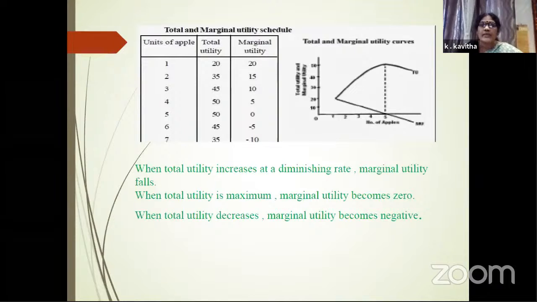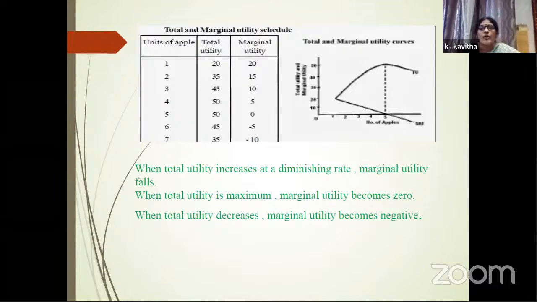It means the total utility is increasing at a diminishing level. At the fifth unit, it is equal. And after that, total utility declines. And marginal utility from the starting is 20, but it is declining, and at the fifth unit of consumption, the fifth apple, it becomes 0. The next, the sixth and seventh units, marginal utility becomes negative. So here we can explain by the graph.